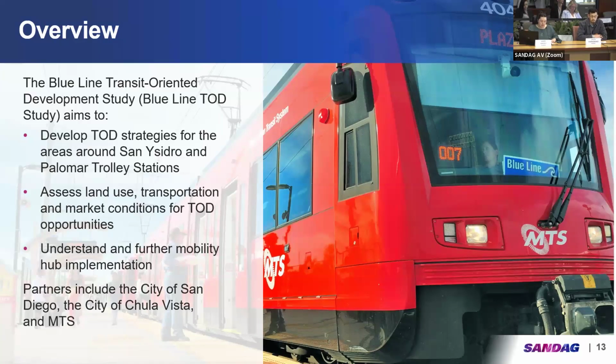Throughout the study, we worked closely with our stakeholders, the City of San Diego, Chula Vista, MTS. We conducted outreach on the study, working alongside a community-based organization, and we're making recommendations to these partners for proposed improvements to the public realm, land use updates, and policy considerations. So today, I'll just provide a quick overview over the process and key takeaways of the study.